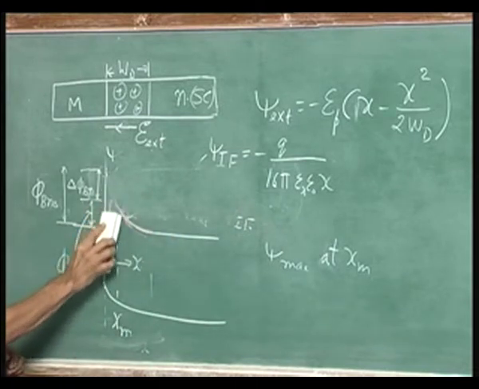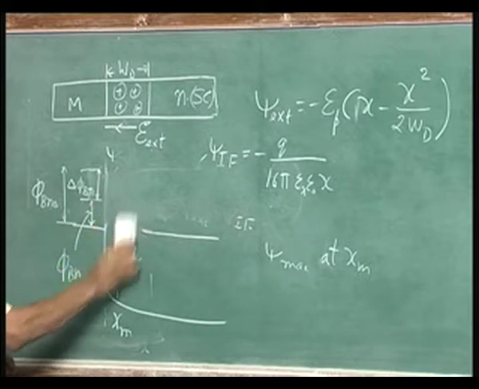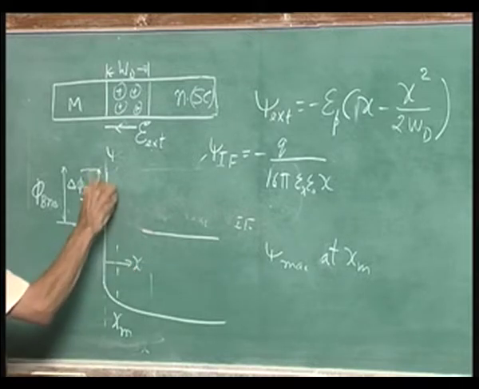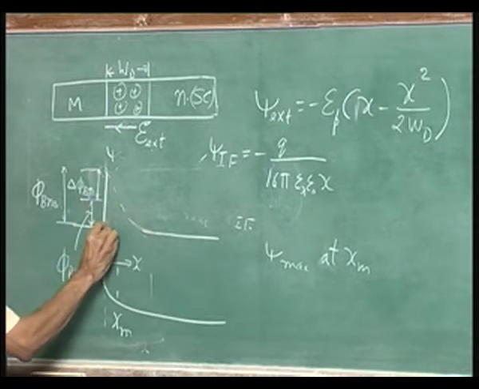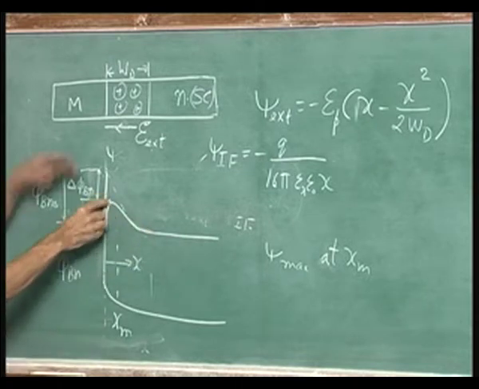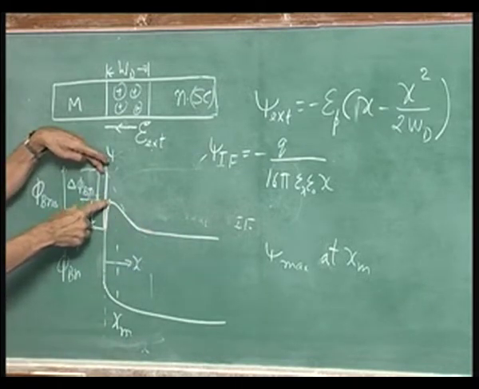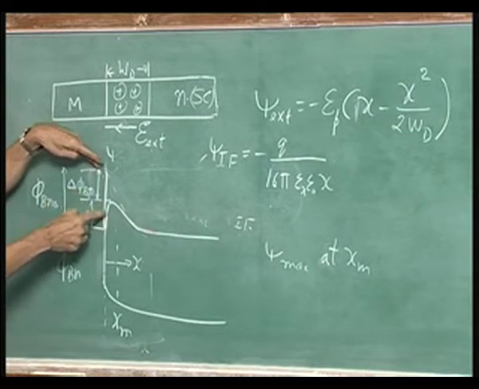So, let me draw it slightly better, because that is very close by. So, this entire potential now will be, instead of being like this, it will be now like this. So, this quantity, now actually this quantity is delta phi B n.